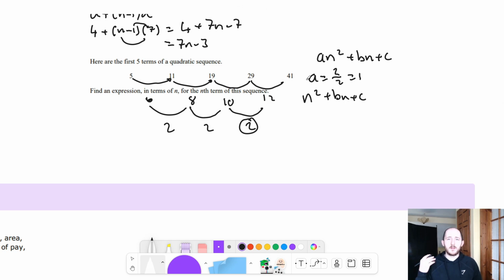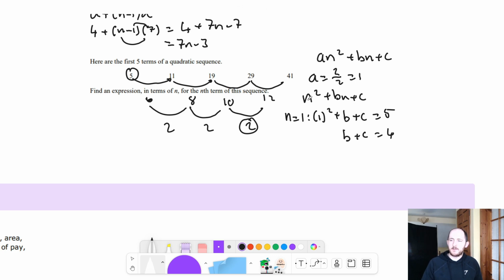From here, I'm going to do simultaneous equations, but I promise you it's actually very, very short. So when n equals 1, right, the first term, I'm going to have 1 squared plus b, because n is 1, so b times 1 is b, plus c. It should equal 5, right? Which means b plus c is equal to 4, because all I've done is I've moved the 1 over to the other side. 1 squared is 1, minus 1 from both sides.